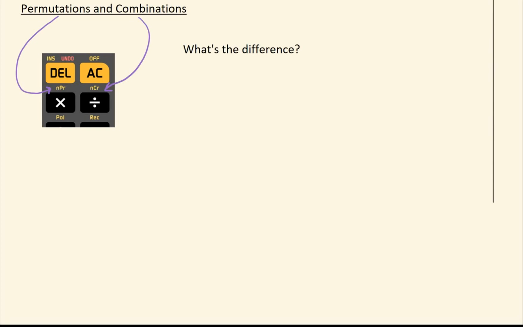And if you're not sure on the calculator, we had nPr and nCr, where P stands for permutations and C stands for combinations. What's the difference? You should know that if the order matters, if it matters who comes first, second or third, then it's a permutation. And if the order doesn't matter, then we have a combination.